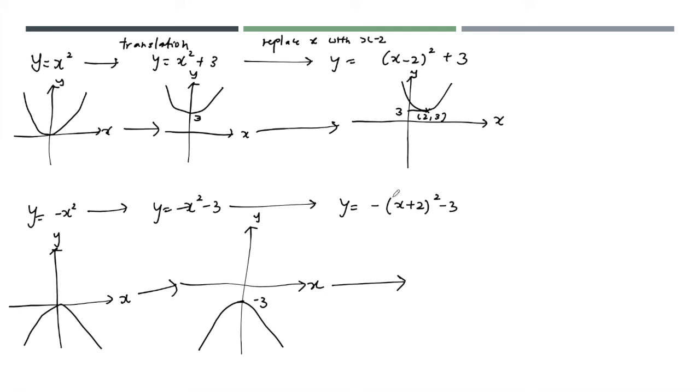The next step, look at this. My x has been replaced by x plus 2. Counterintuitively, if my x changed to x plus 2, I should move backwards by 2 units. So at this point, my y, of course, is still at negative 3, and my x is now at negative 2. Okay, so do you see that my turning point is here? So by the formula that you are taught, given this equation, I can immediately tell that my turning point is negative 2 and 3.